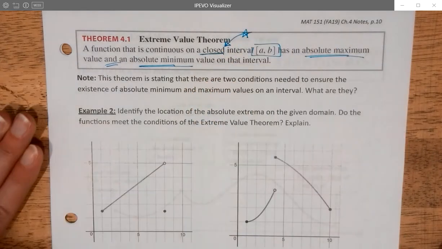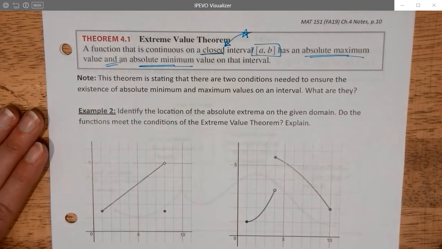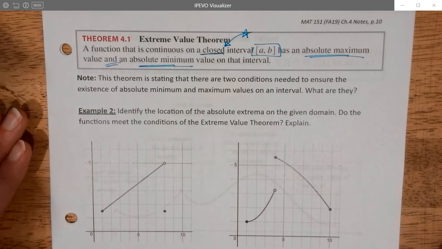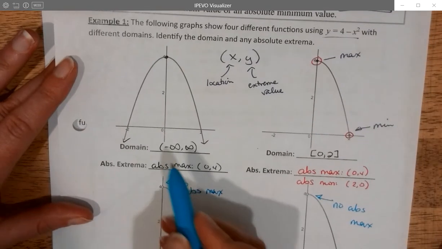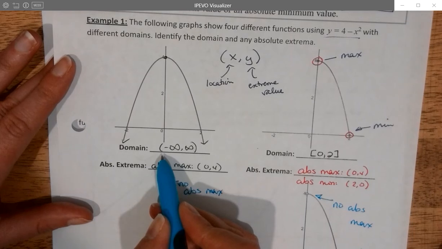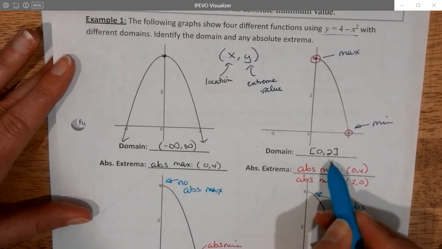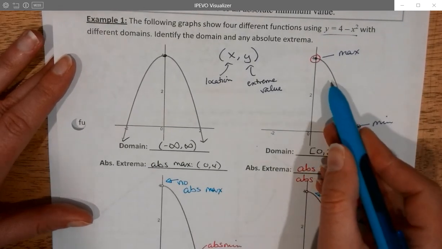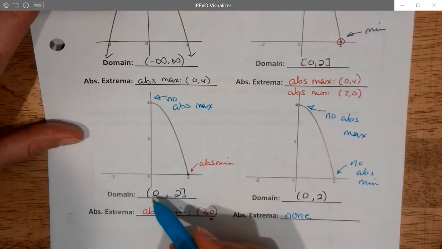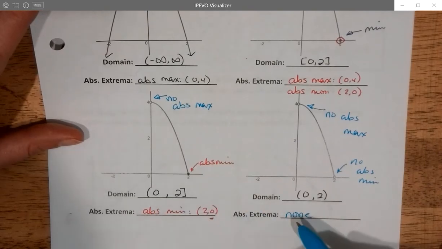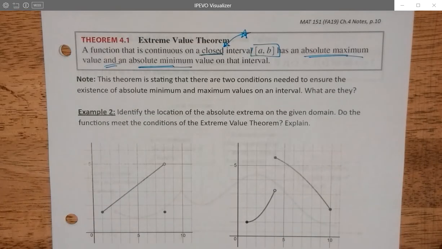As you saw on the previous page, if your interval is open, you're not guaranteed to have one of the absolute extrema. But if it's a closed interval, you will have both. Only one of ours on the previous page was closed. Notice that all real numbers is an open interval. If I have a closed interval, I do have both an absolute max and an absolute min. But if I have any open, I may have one or I may have none.